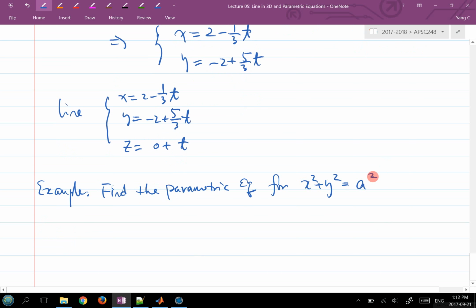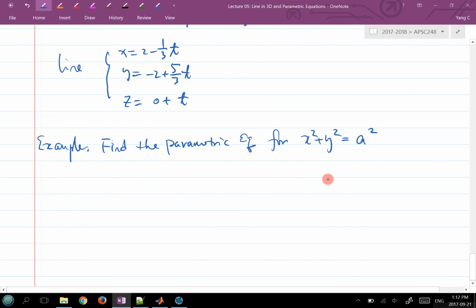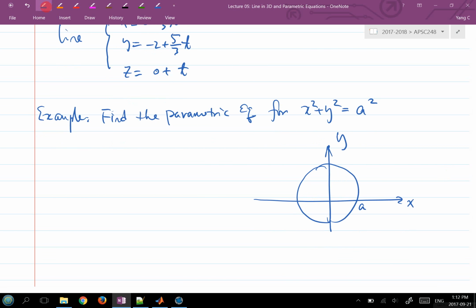Okay, so let's take a look at a very common curve: x squared plus y squared equals a squared. It's a circle with a radius of a. Now the question is to find a parametric equation for the circle x squared plus y squared equal to a squared. So how do we come up with a parametric equation for this one?